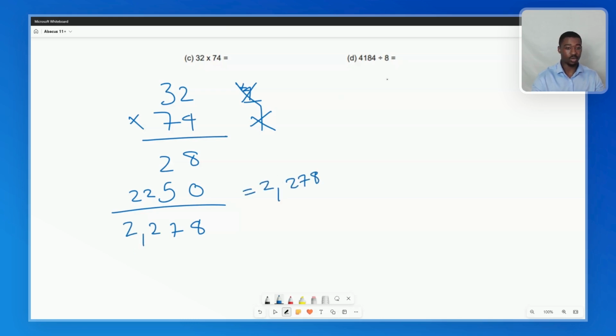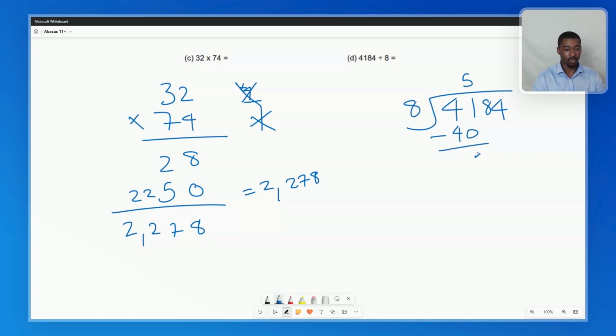2,278. And then here we have 4,184 divided by 8. Well, 8 into 4 we can't do, so 8 into 41, we have 5, right? Because 5 times 8 is 40.